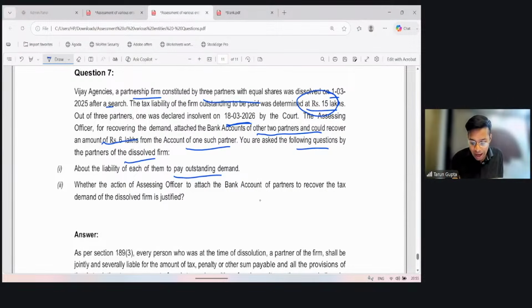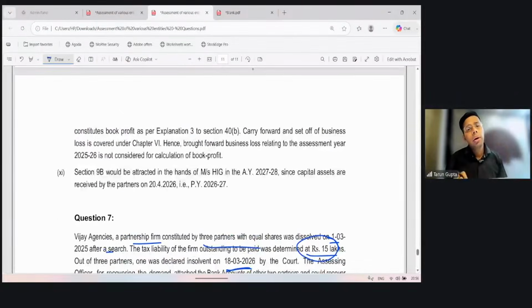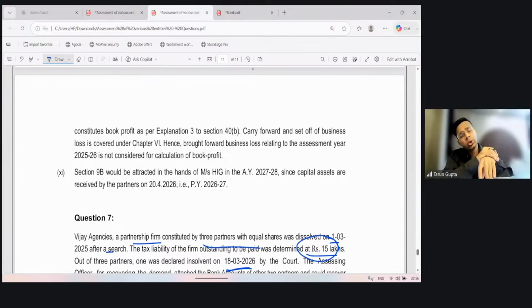Whether the action of the AO to attach the bank account of a partner to recover the tax demand of the dissolved firm is justified? It is absolutely justified because all the partners who were partners on the day of dissolution are jointly and severally liable for the liability of the partnership firm. Okay. So this completes my topic, taxation of a company and taxation of a firm. In the next class, we'll complete the other small topics of taxation of individual, HUF, AOP, sector, corporate society, local authority, and we'll complete this shortly.